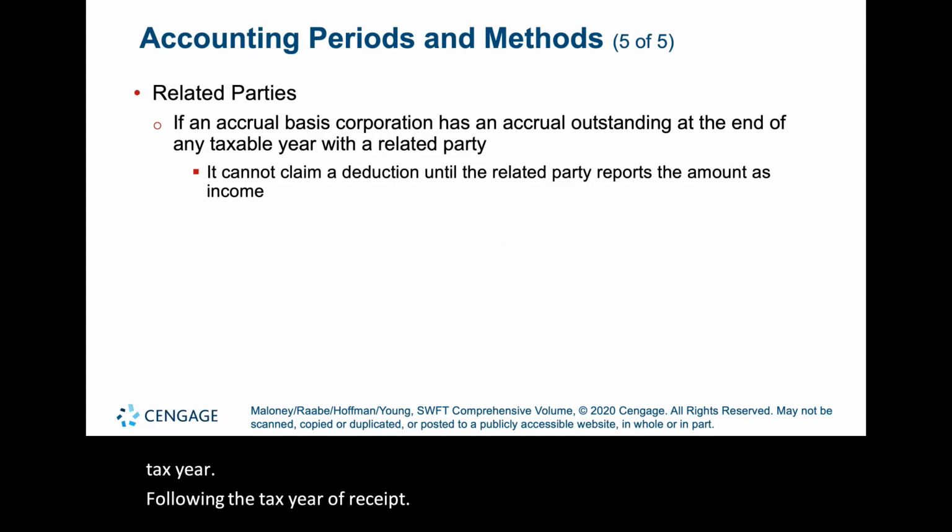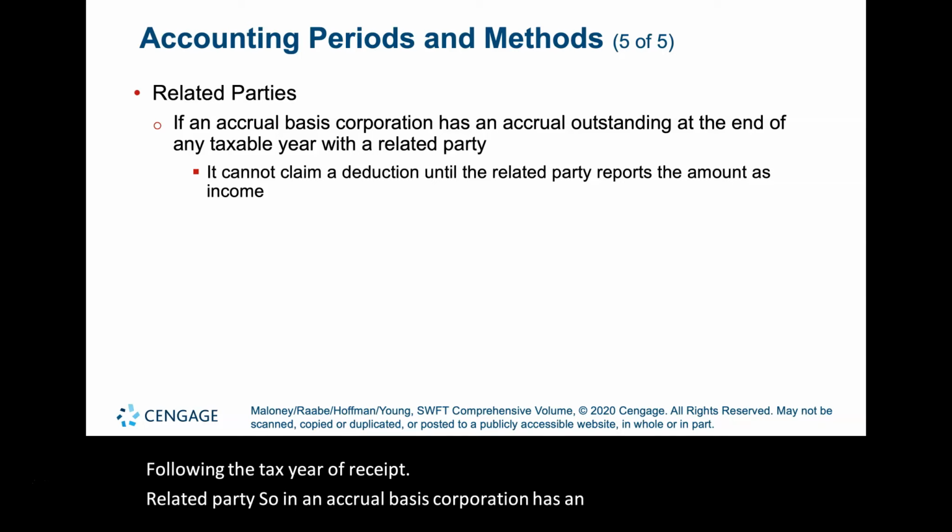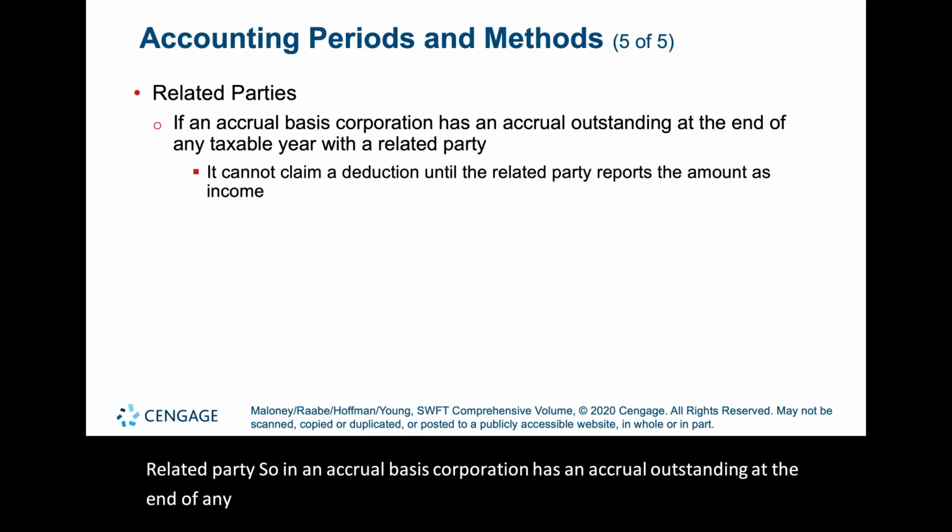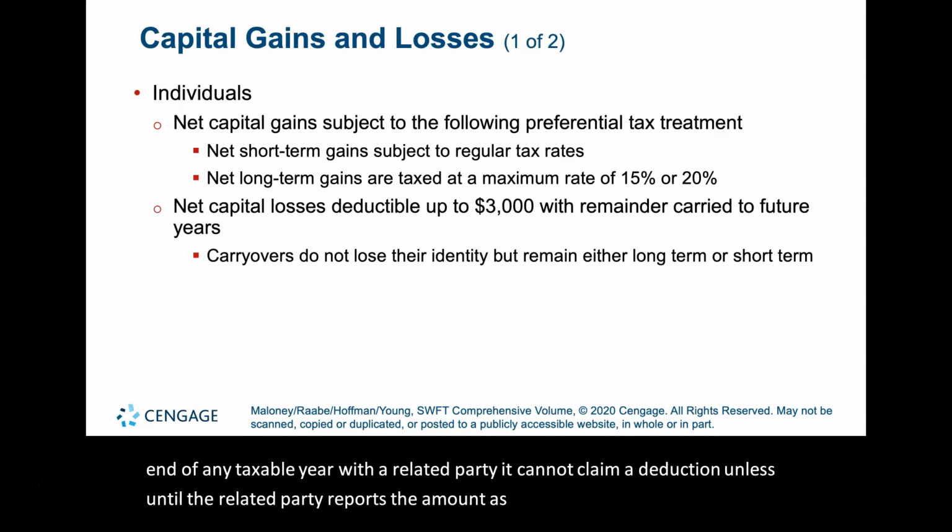Related parties. So if an accrual basis corporation has an accrual outstanding at the end of any taxable year with a related party, it cannot claim a deduction until the related party reports the amount as income. So now let's move on to capital gains and losses.